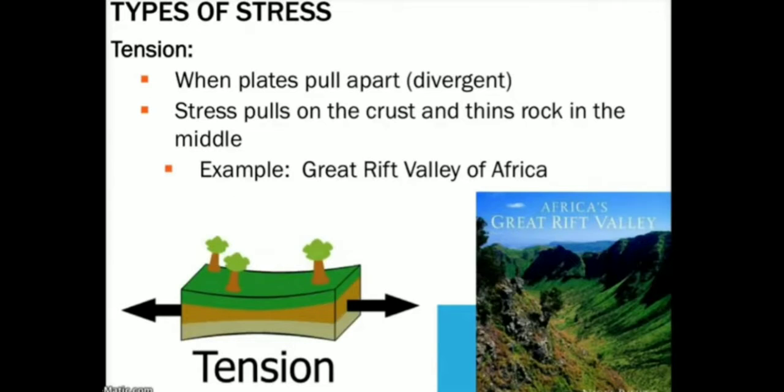Tension. Tension occurs at divergent boundaries where plates are being pulled apart. Stress pulls apart the crust and causes the middle of the rock to thin. Think about a rubber band being stretched out. The image on the left demonstrates tension. Notice the arrows are moving away from each other, just like divergent boundaries. The image on the left shows the Great Rift Valley of Africa, which was created by tension.